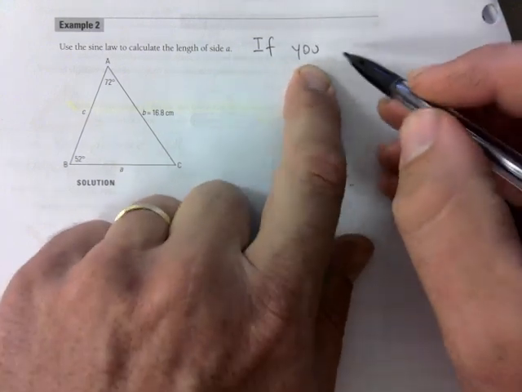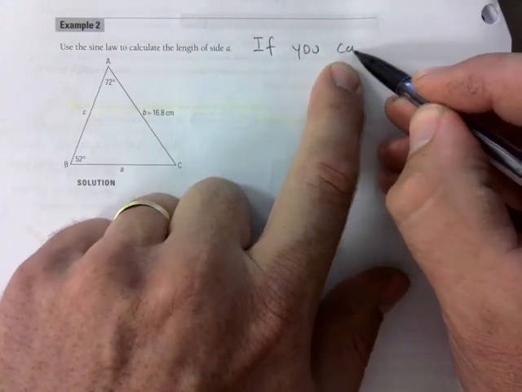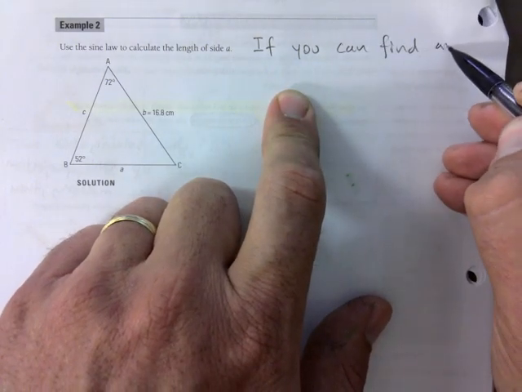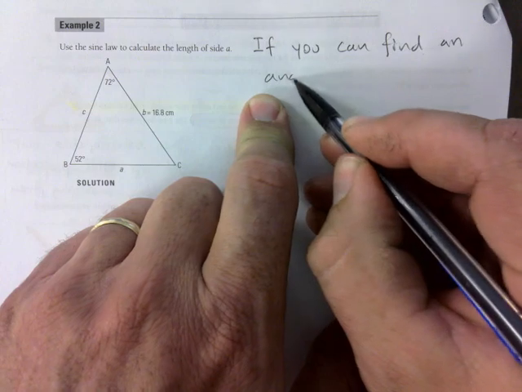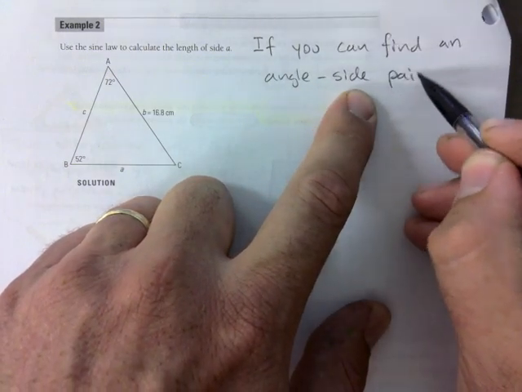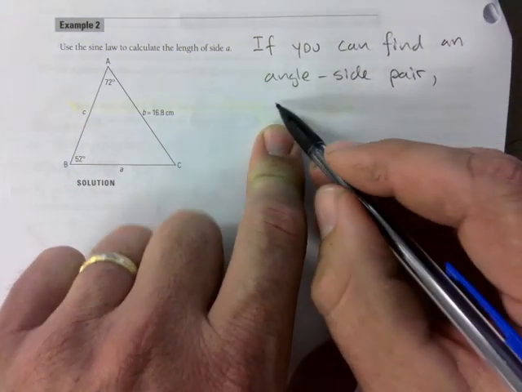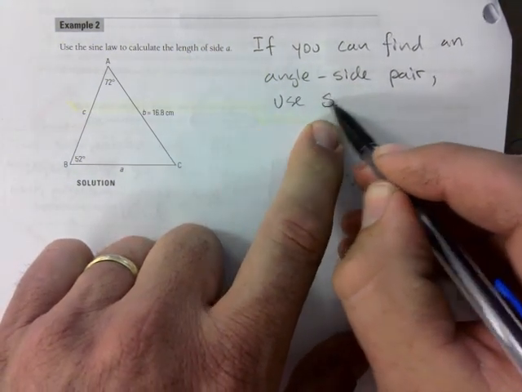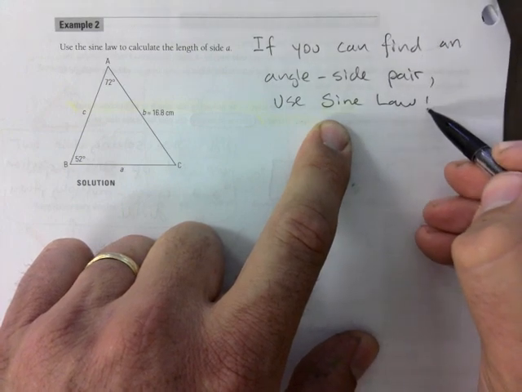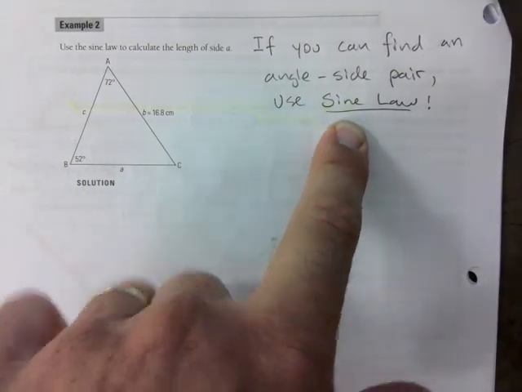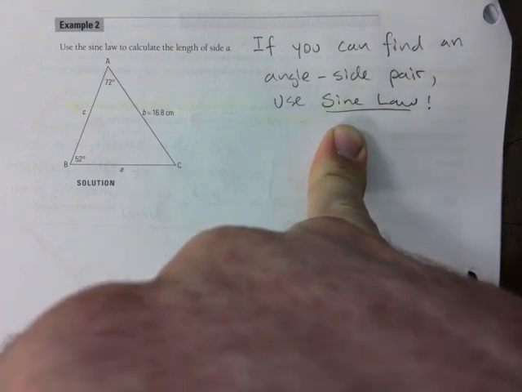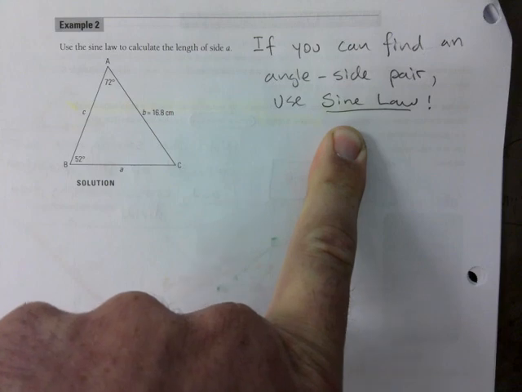If you can find an angle side pair, use sine law. Okay. If you can find that pair, and you will know what I'm talking about as I do a couple of examples, right? You use sine law immediately.